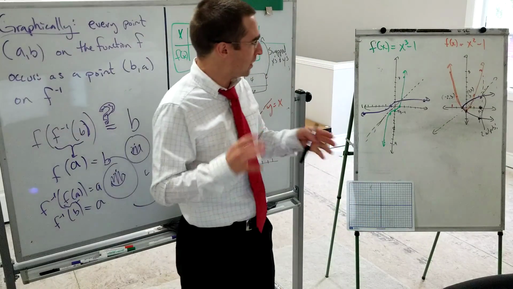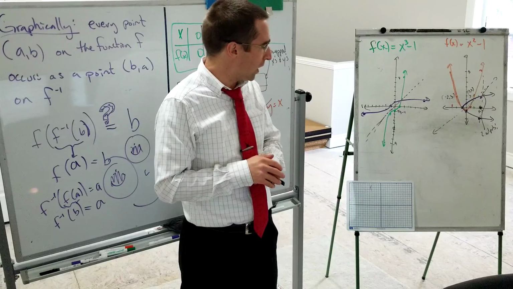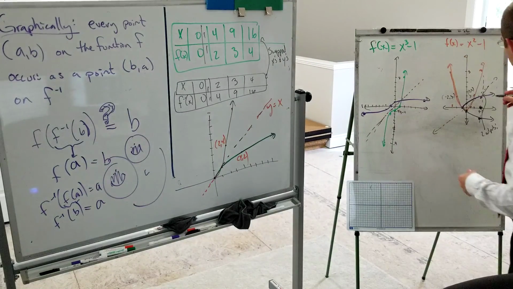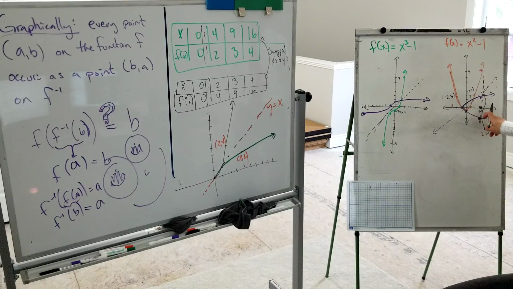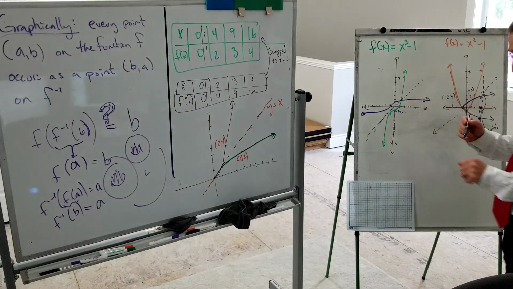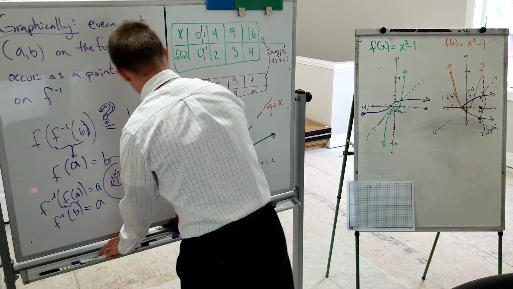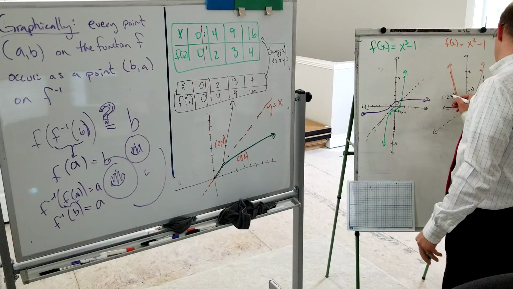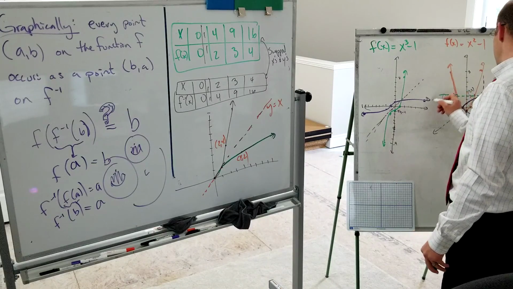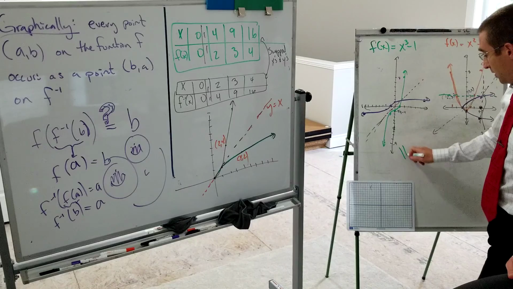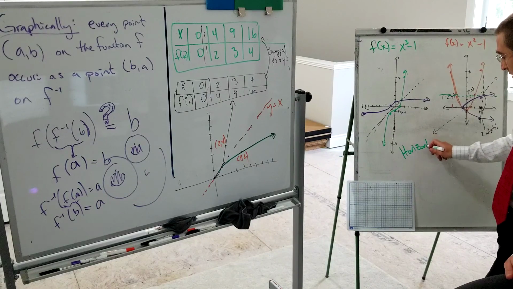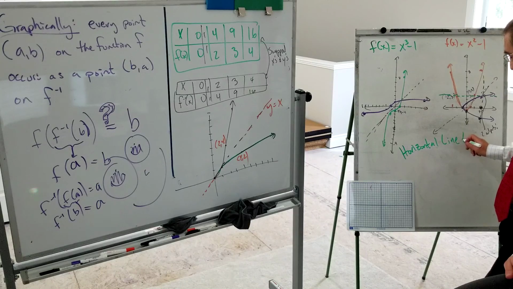Okay, cool. So how could we tell that without actually graphing it? Well, if I make this vertical line right here at x equals 3, what does this vertical line at x equals 3 on this inverse correspond to on the original function? A vertical line here, if I reflect a vertical line over y equals x, it becomes a horizontal line. And we now have the horizontal line test.